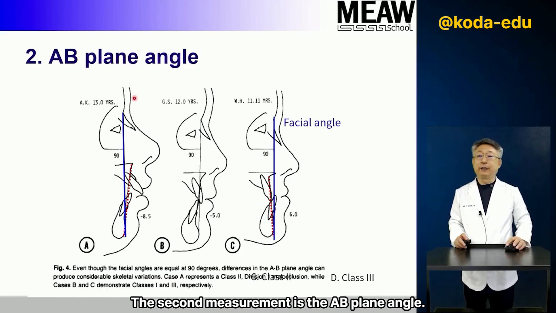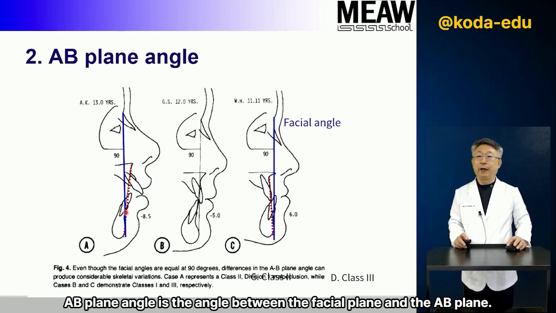The second measurement is the AB plane angle. AB plane angle is the angle between the facial plane and the AB plane.